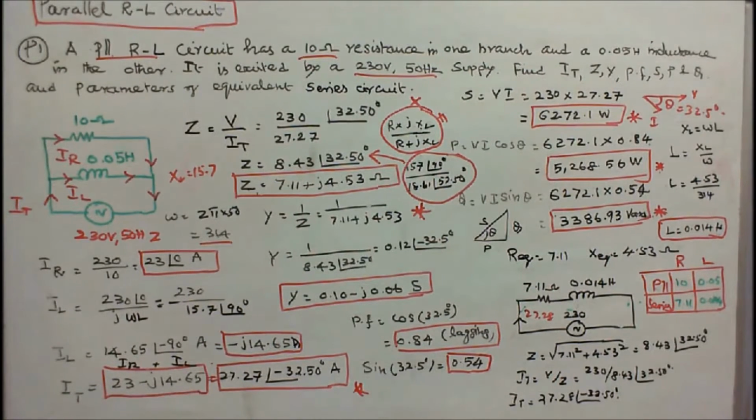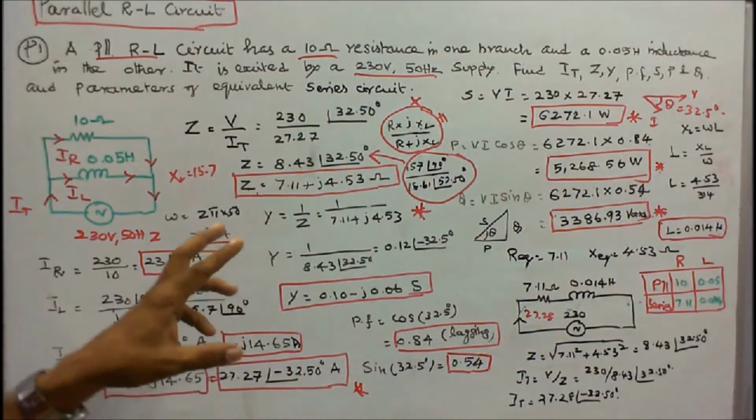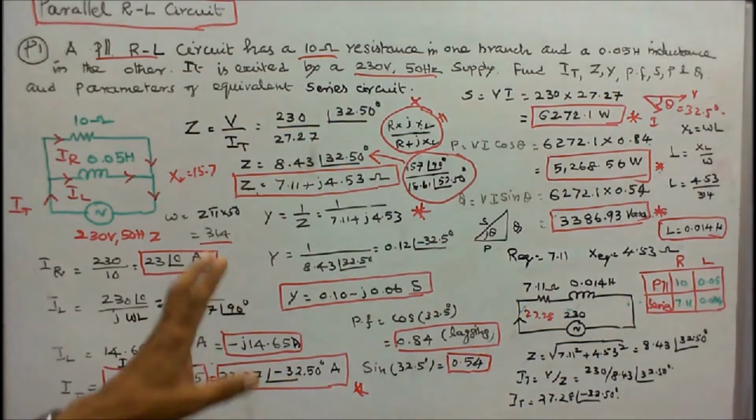I can find the total current IT, that is equal to current flow in the resistor plus current flow in the inductor, that is equal to 23 minus j 14.65 in rectangular form. In polar form, 27.27 angle minus 32.50 degrees. Here this minus sign indicates the current lags 32.5 degrees.